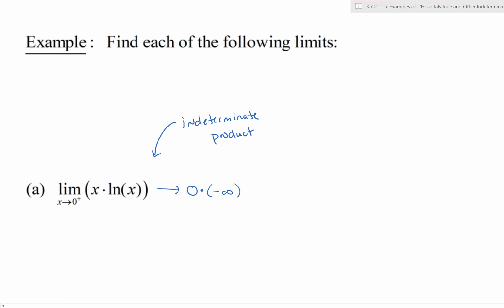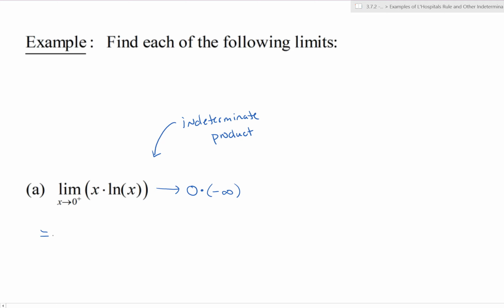And so what will we do? Well, we can't use L'Hospital's rule right now because it's not of the form 0 over 0 or plus or minus infinity over infinity. And so somehow we have to manipulate the limit so that it becomes one of the two forms. And in this case, when we have an indeterminate product, the strategy is really to take one of the functions in our product, either f of x or g of x, in this case x or the natural log of x, and divide by the reciprocal of that function.